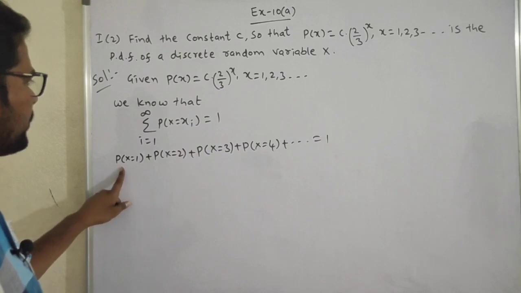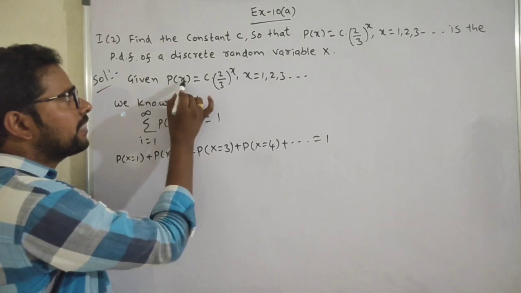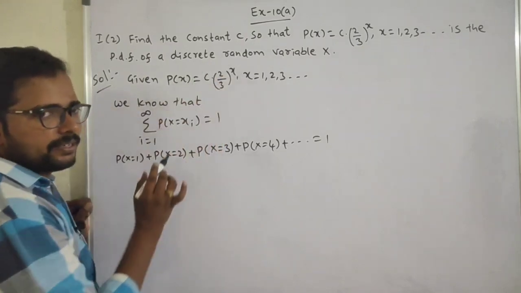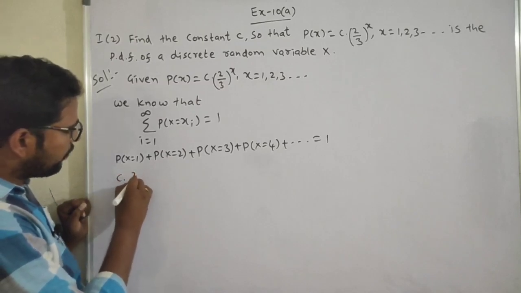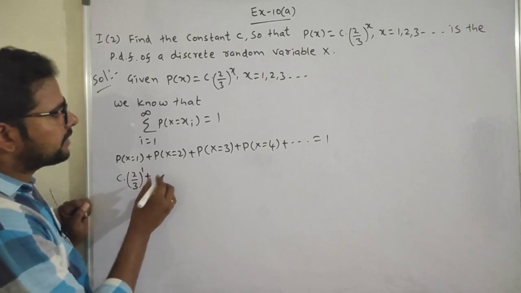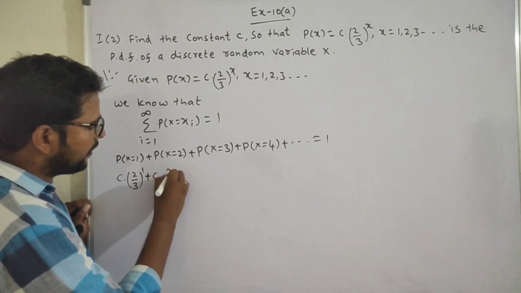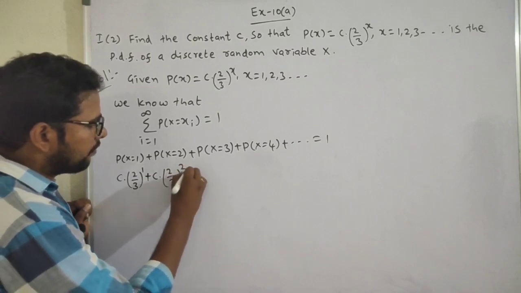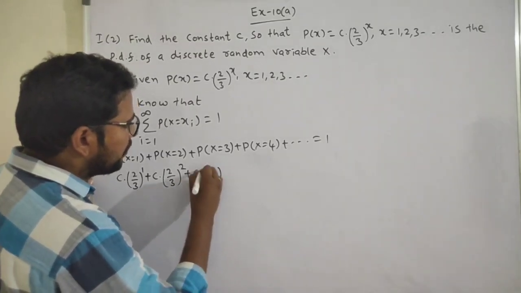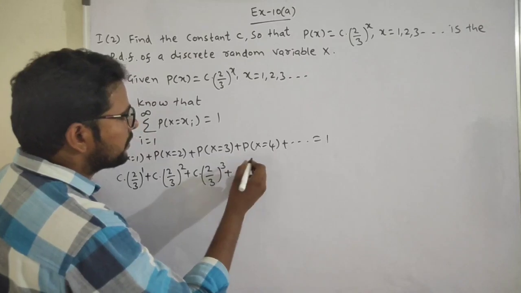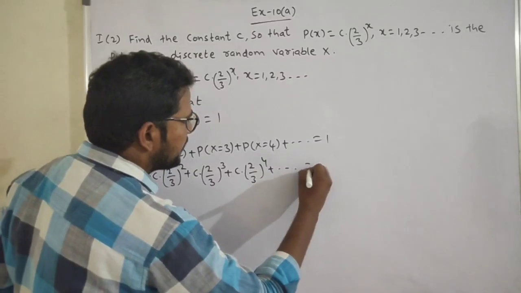So what is the probability when x equals 1? Take x equals 1 and substitute here: p of 1 is equal to c into (2 by 3) whole power 1. Substitute 1 in place of x. Plus, next take x is equal to 2: c into (2 by 3) whole square. Plus, next take x is equal to 3: c into (2 by 3) whole power 3, plus c into (2 by 3) whole power 4, plus and so on is equal to 1.